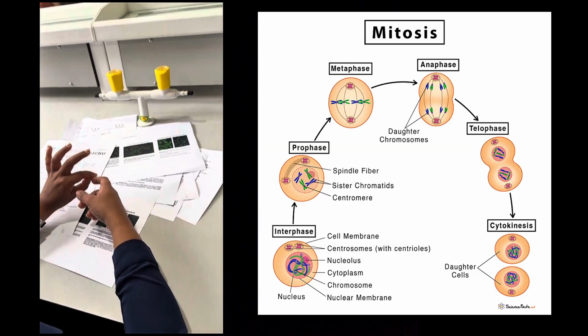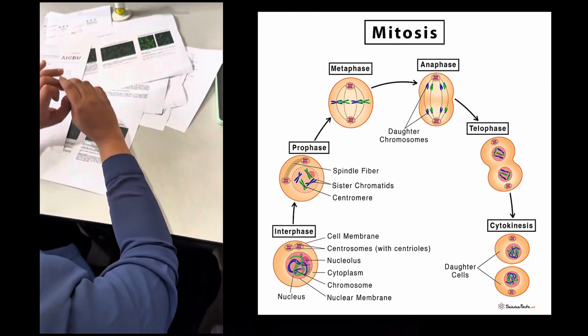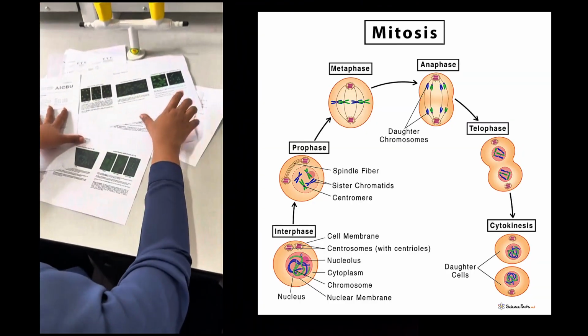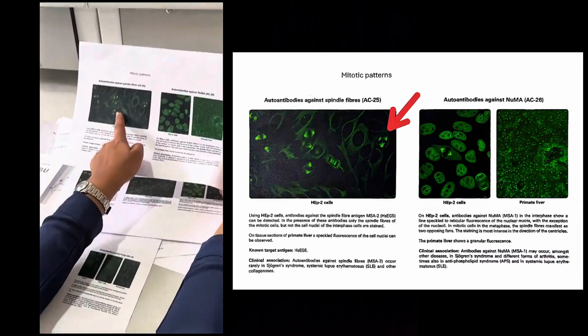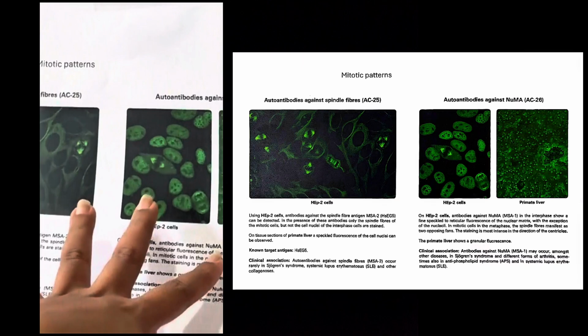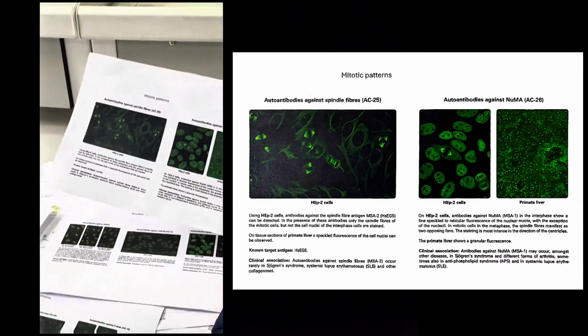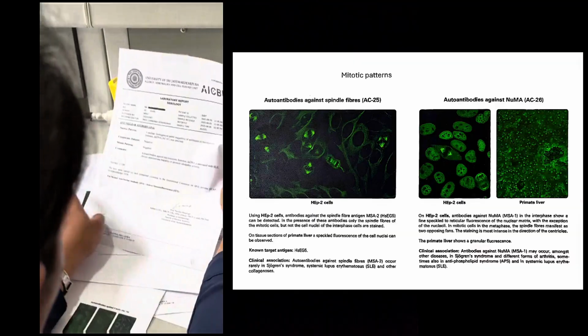Yes, the spindle fibers, right? Those are expressed only during cell division. During that phase, the antibodies go and bind like this. See, only the dividing cells are stained here. That means those antibodies have gone and bound to the spindle. So this is how we report it.